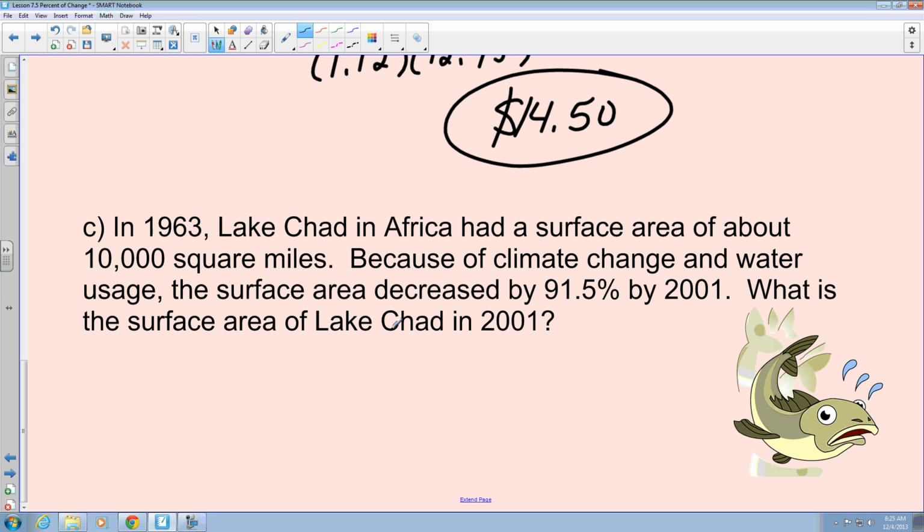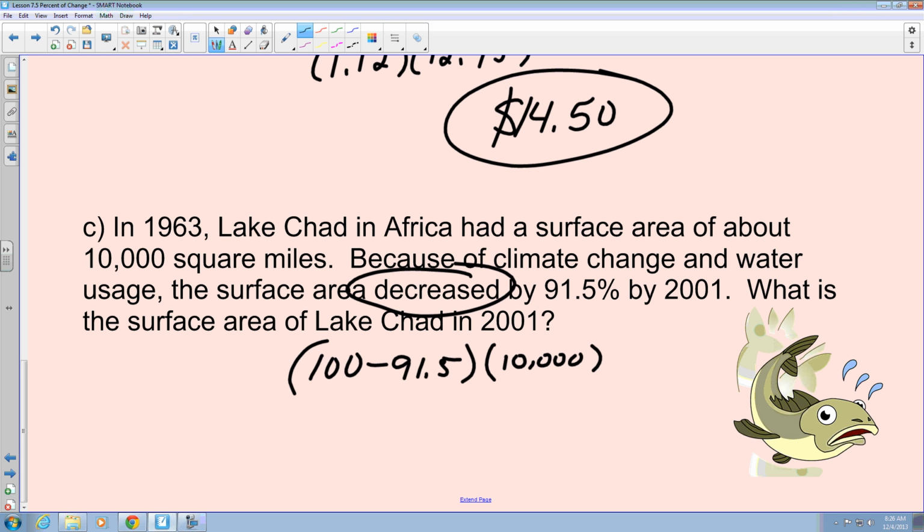Last example. In 1963, Lake Chad in Africa had a surface area of about 10,000 square miles. Because of climate change and water usage, the surface area decreased by 91.5% by 2001. What is the surface area of Lake Chad in 2001? So the new amount is going to be a decrease. So again, for this new amount, I'm going to take 100, and since it's a decrease, I'm going to subtract 91.5. That percent gets multiplied by the original value, which was 10,000 square miles.